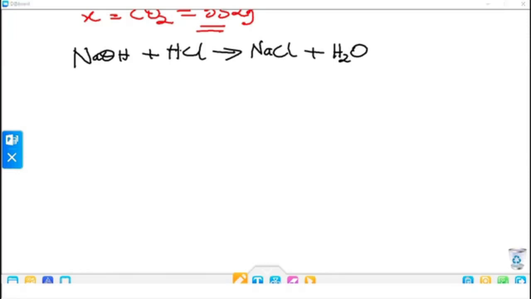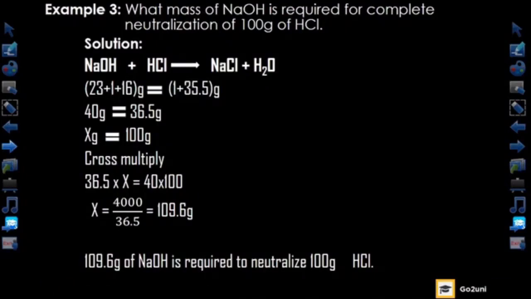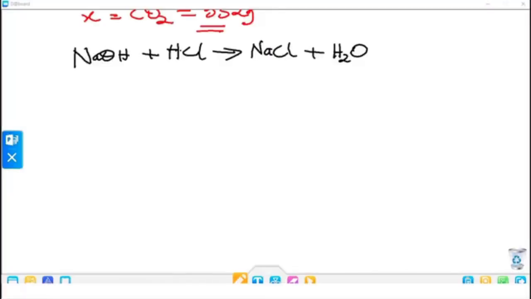Now let's get to understand the question. It says, what mass of sodium hydroxide? So you can see sodium hydroxide is needed in the question. It is an important species. What mass of sodium hydroxide is required for complete neutralization of 100 grams of HCl? So we are most interested in sodium hydroxide and HCl. And from the equation, where is sodium hydroxide and where is HCl? Both of them are found at the reactant side, that is at the left-hand side.